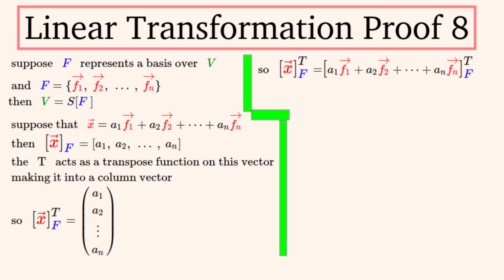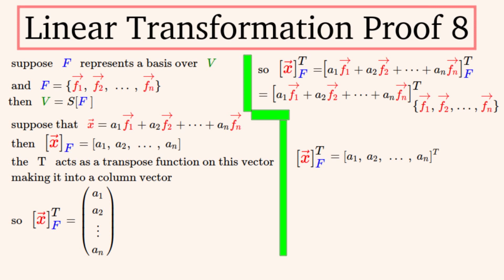So we'll explore this notation a bit more. We can plug this value of the vector x in terms of the basis vectors in F into this operator like this. And we can plug this set into the place where the basis vectors have to go. And this will give us a row vector with all of these coefficients in it, with a transpose operator at the top. And then finally we'll end up with the column vector of coefficients that we want.